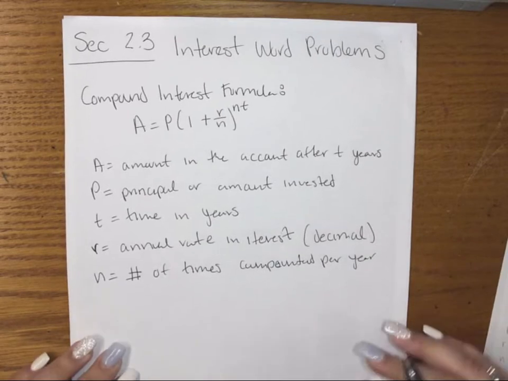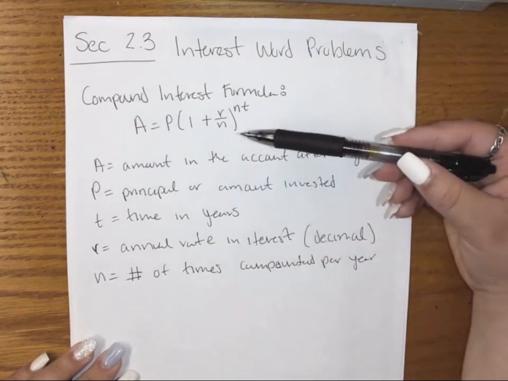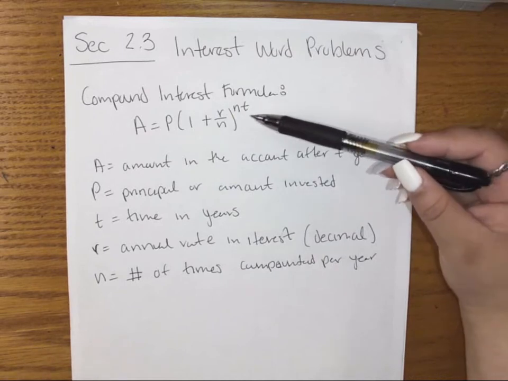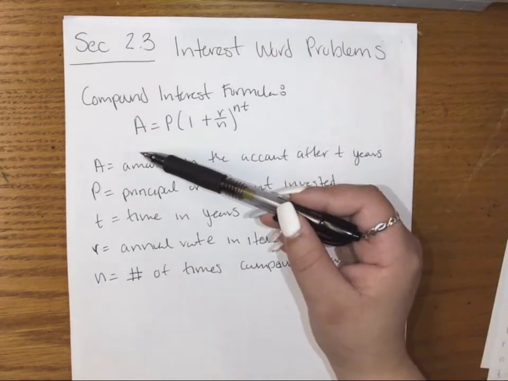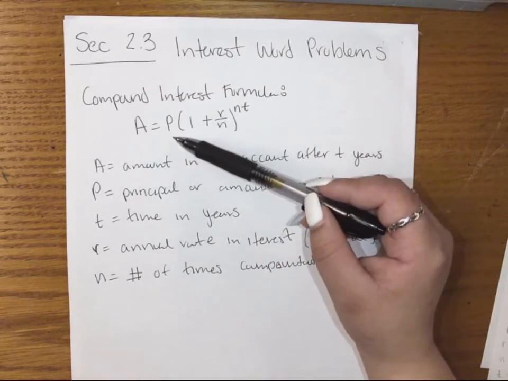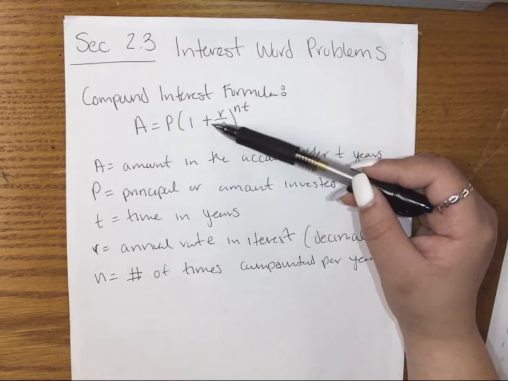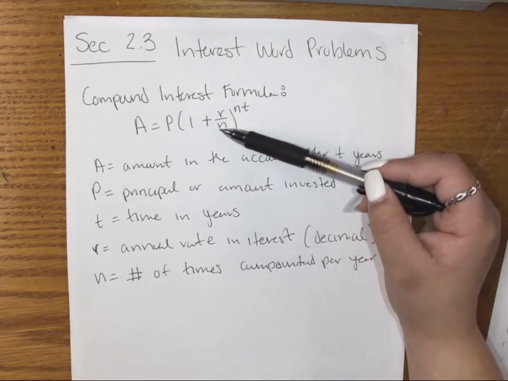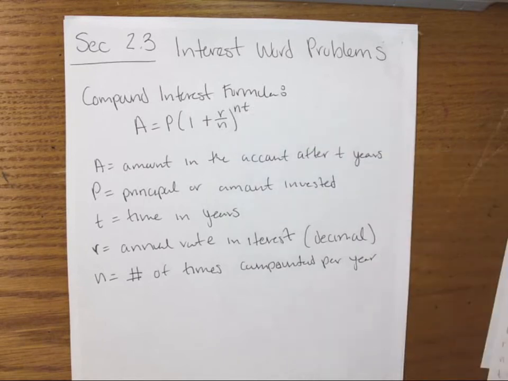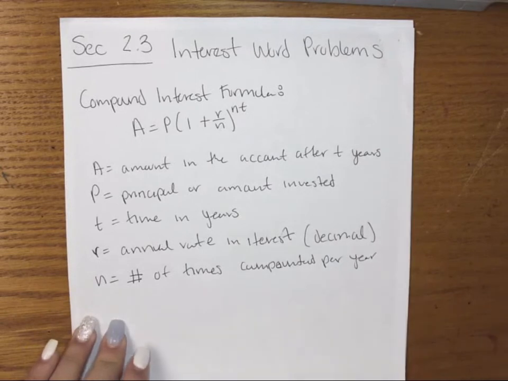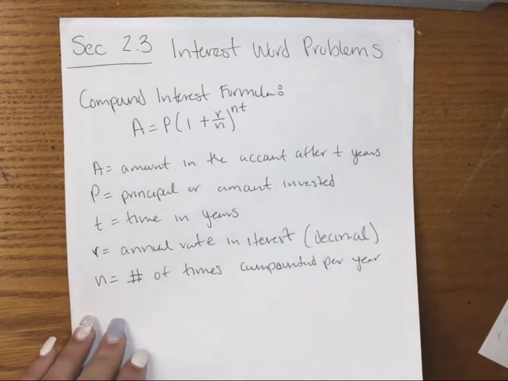Okay, so here's our formula. A equals P times 1 plus R over N, all to the power of NT. So basically your future value in your account is calculated by taking your initial amount, your principal, multiplied by 1 plus your rate over the number of times you are compounding per year, raised to the power of the times you're compounding times the number of years you're putting the money into your account. So let's look at a couple of examples here.